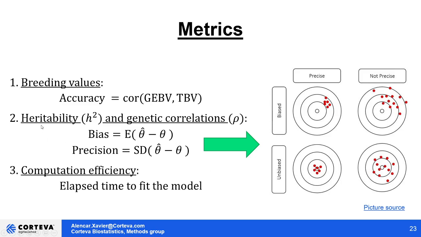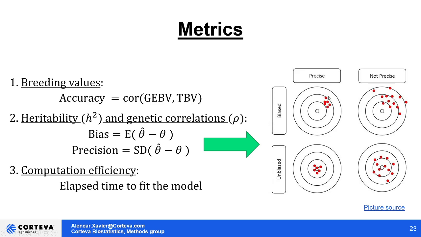We're going to check how good the heritability and genetic correlations are as they are estimated, from the bias and precision. Bias is the difference between the estimator and the true value, and precision is the standard error, obtained by subtracting the estimated by the true value. And we are going to also look into the computational efficiency, which corresponds to how long it takes to fit such a model. And here's just an illustration of what bias and precision really mean.